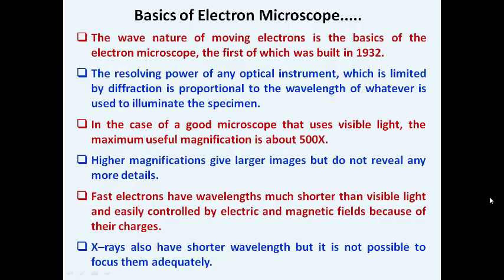So you already know what an electron microscope is. The wave nature of a moving electron is the basis of electron microscopy. This type of electron microscopy was first introduced in the year 1932. You already know that the resolving power of any optical instrument is limited by diffraction and is proportional to the wavelength of the light or the source we use to illuminate the specimen.